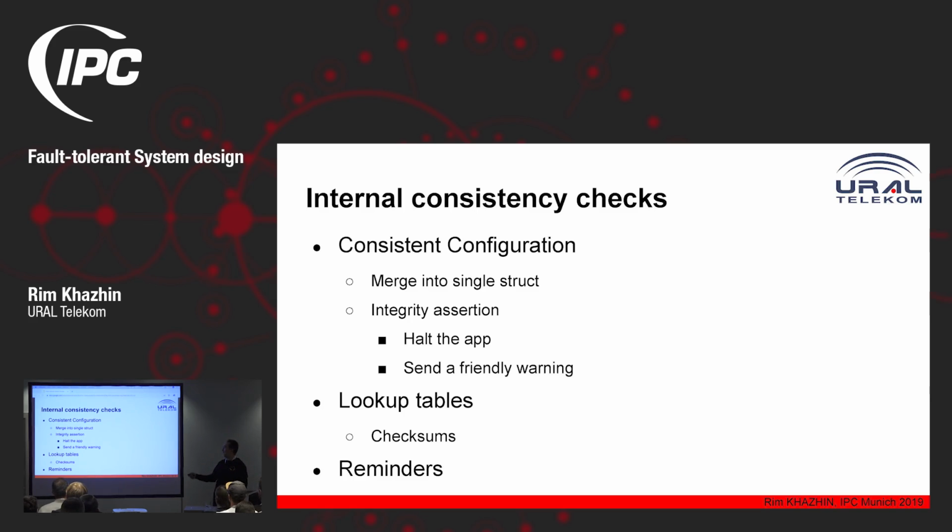Again, if there are lookup tables, some configuration for lookup tables for mapping, for example, converting one format to another, you can also add some checksums to that table. If I add a new row, the checksum should validate it somehow, either during unit testing or during startup of the application. Again, you should show the warning to the user. And some kind of reminders.